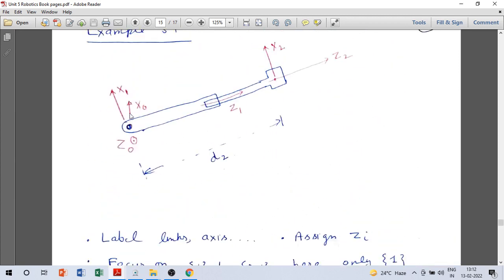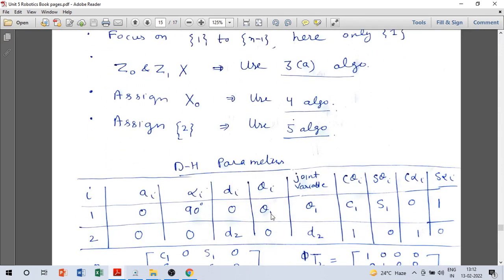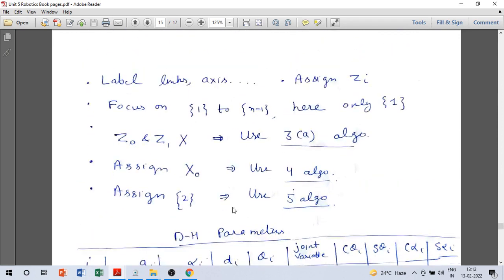Theta is the angle between x0 and x1, and this keeps on changing. This is a joint variable. It keeps on changing as there is rotation about this revolute pair. So we indicate that by theta 1. So this is theta 1.